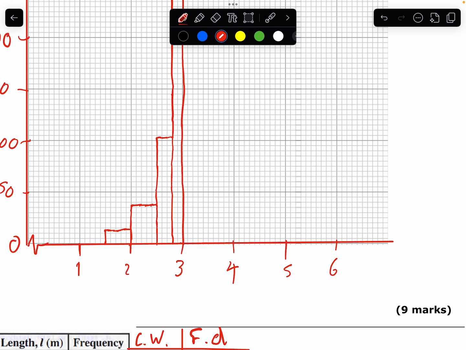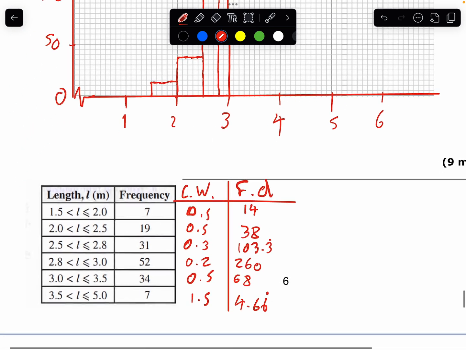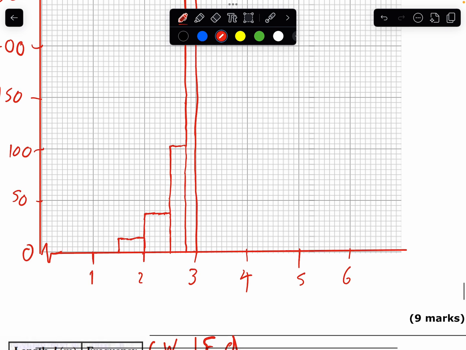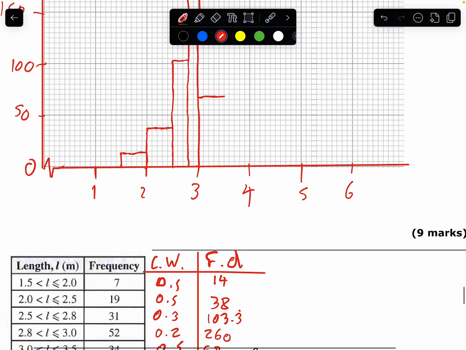I'm sure you're all having great fun watching me make a histogram. 3 to 3.5 is 68, so it's going to be just under 4 squares above 50, and that's going all the way up to 3.5, right? Yeah.